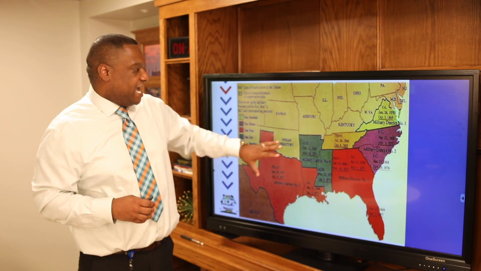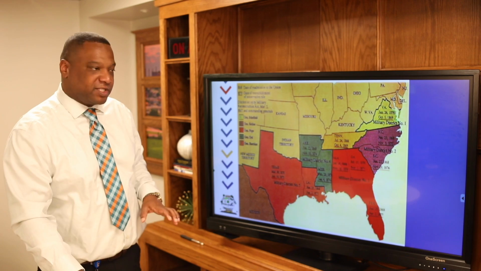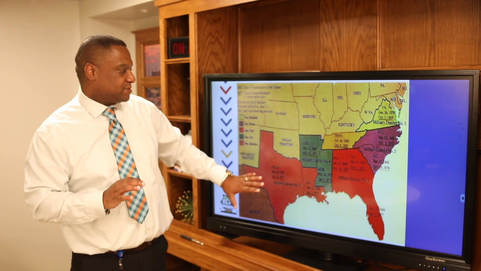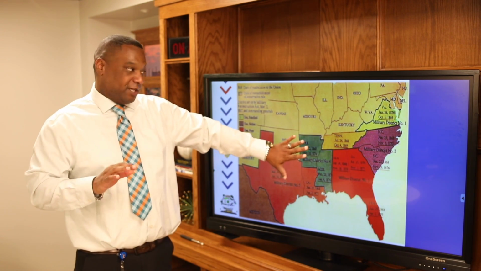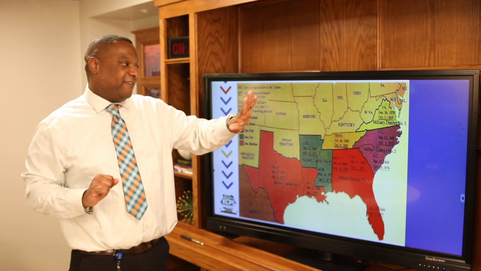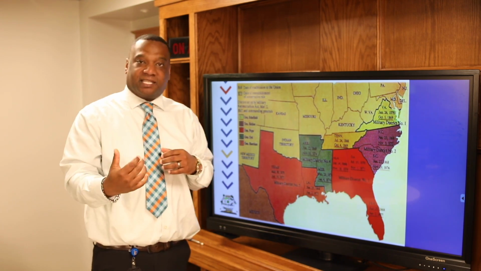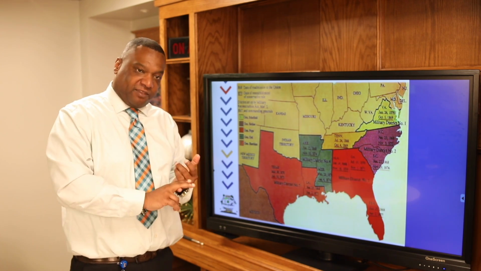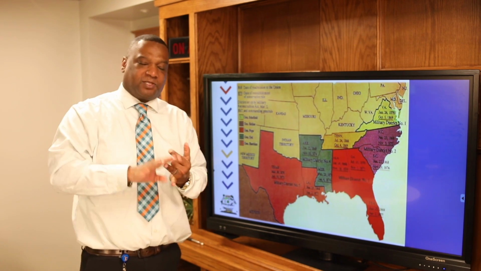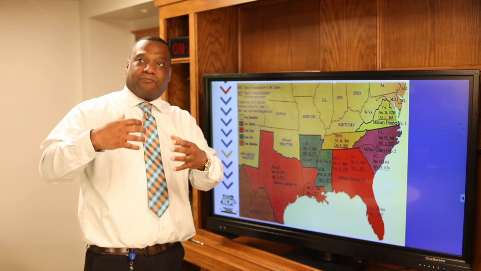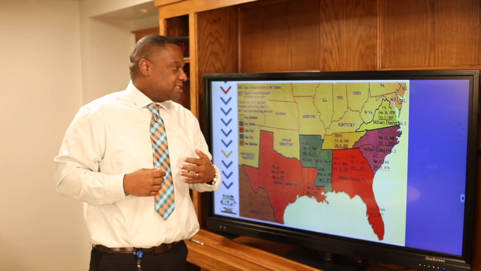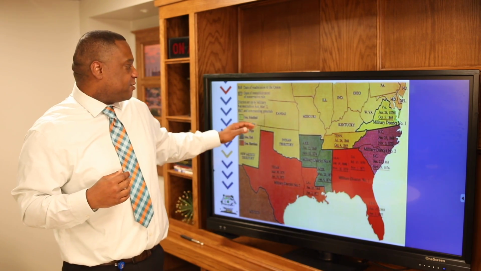So, we're going to get started with radical Reconstruction. In 1867, the South was broken up into 5 distinct districts. These districts were run by the military. They ran the Freedmen's Bureau and all these organizations that promoted black help in the South. These organizations were run by generals.